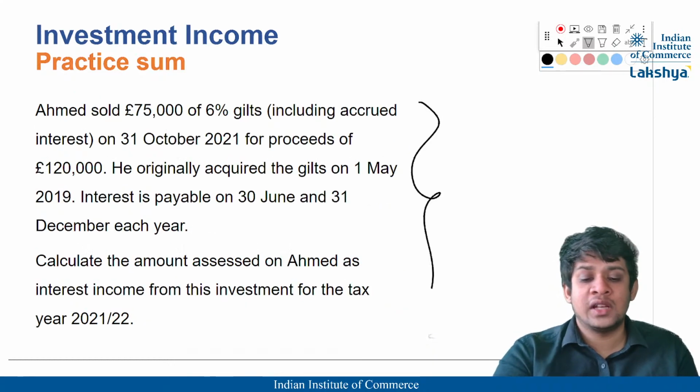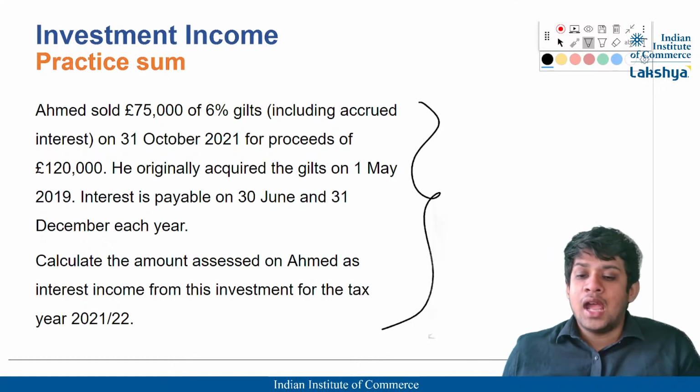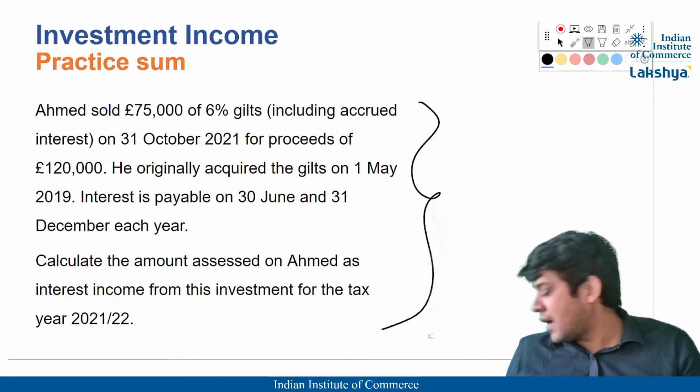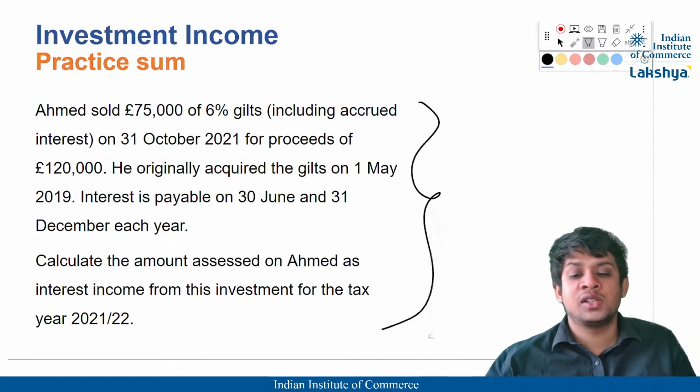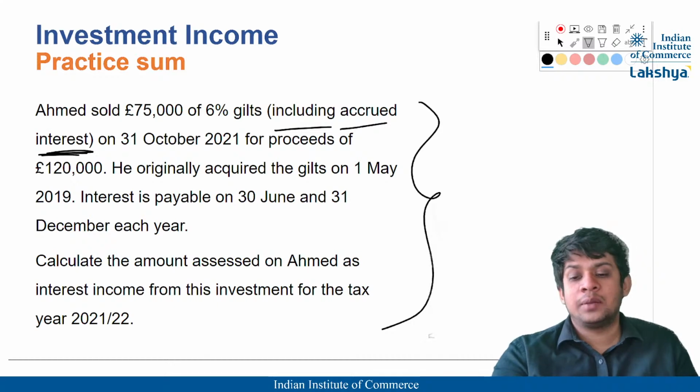Yes, let us do this full-fledged sum. Maybe you'll understand something about it through this. Okay. Ahmed sold £75,000 of 6% gilts, including accrued interest. Okay. That means they sold.